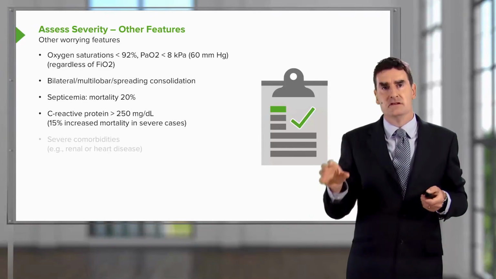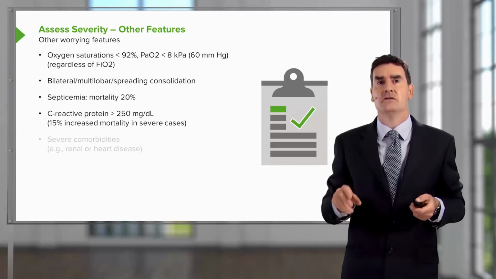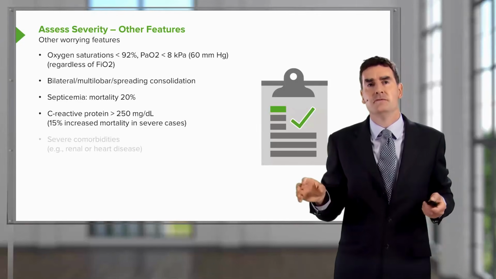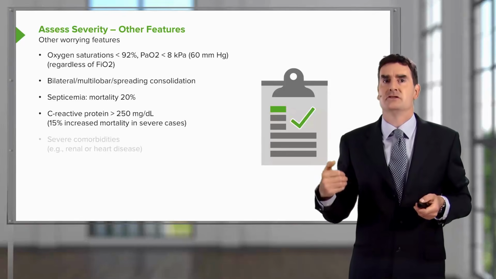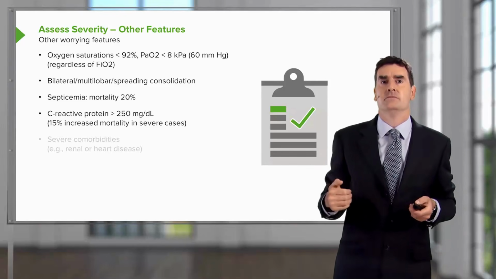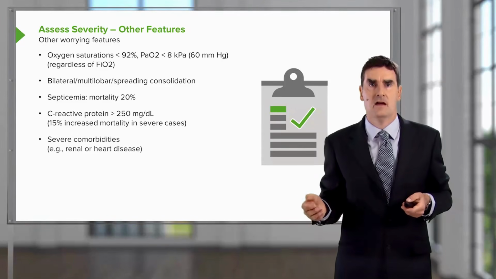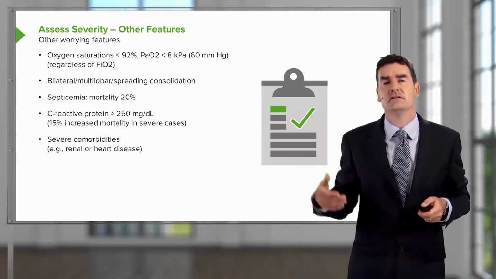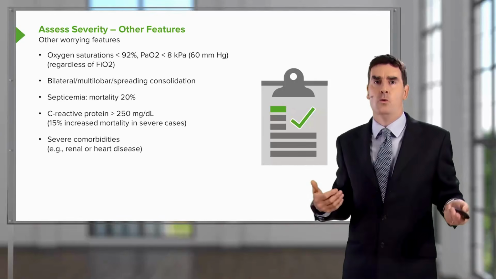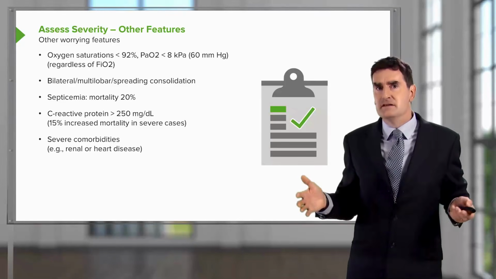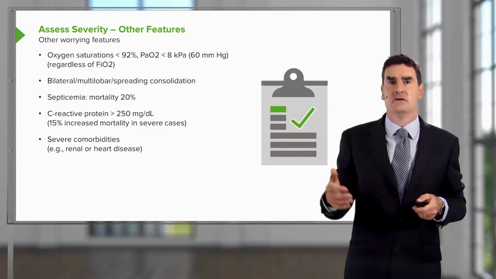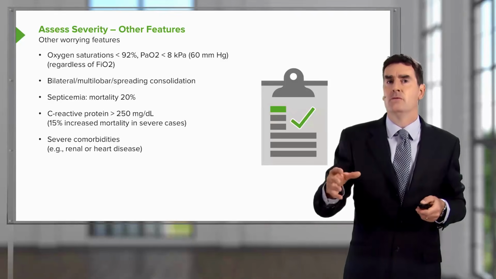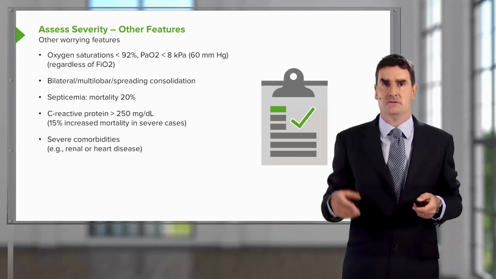The C-reactive protein, the blood marker for inflammation, if it's particularly high, above 250, seems to suggest patients who have an increased mortality in some data that's been published. And then if you have a severe comorbidity, such as underlying cardiac disease, underlying COPD, or renal impairment, then you are quite likely to decompensate because of the acute infection, and that will increase the risk of severe consequences of the infection.